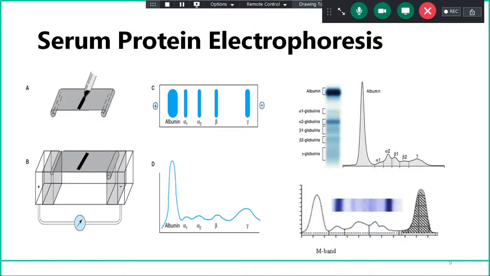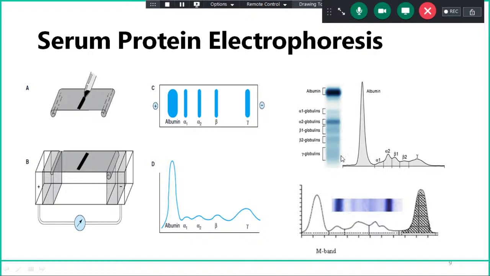I have also put the other two pictures in which you can see the normal pattern and the abnormal pattern. In the normal pattern we see albumin, that is maximum, followed by alpha 1, alpha 2, beta 1, beta 2 fraction, then gamma fraction. But in this picture you can see there is a spike in the gamma region, which is because of an increase in gamma globulin, and this spike in the gamma region is also known as the M band, which is a dark band.